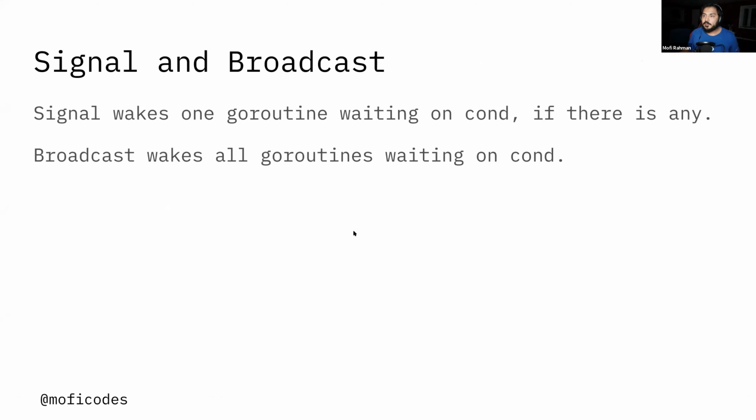So condition has two different things it can do. One is signal, one is broadcast. You can use signal to let one goroutine know that the condition is satisfied. You can use broadcast to let every single thing that is waiting on that condition know that the condition has been satisfied and it can go ahead.